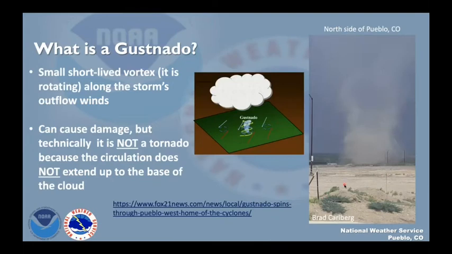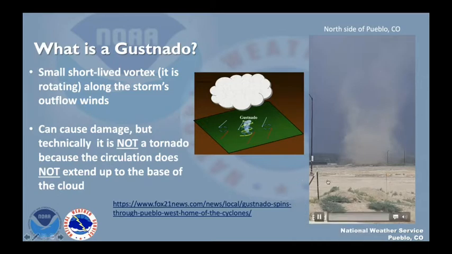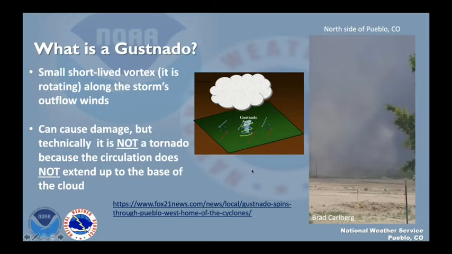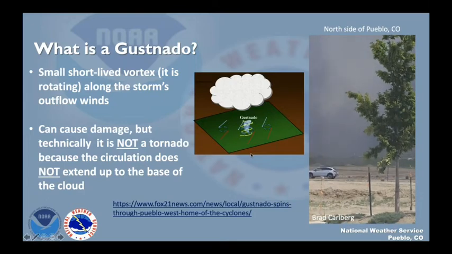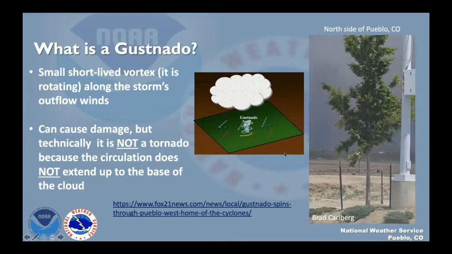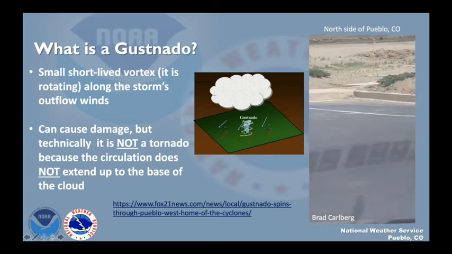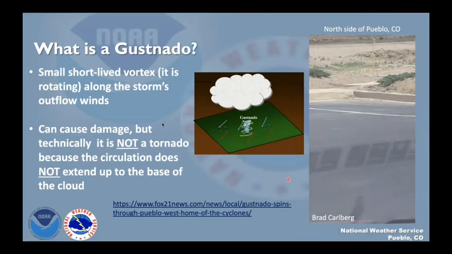Gustnadoes, though, I think this should have some animation on it. I think it's Control L. Yeah, there you go. This is from our own Dr. Carl Bradberg. I call him Carl Bradberg. It's a joke in the office, but this is from Brad Carlberg. He did the talk yesterday, but he took this on the north side of Pueblo. This is a gustnado, because at the surface here, that's where the circulation is, but it does not reach to the cloud base.